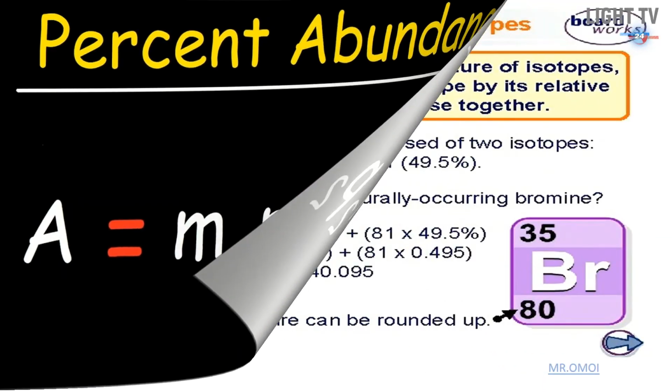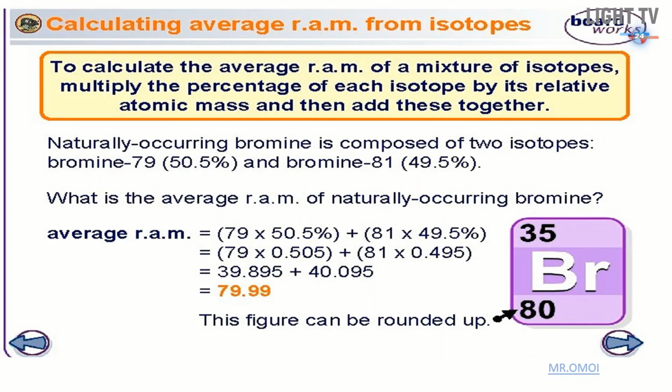Therefore, we have been given the mass for the two isotopes. We have 79 and 81, and we've been given the percentage abundancy, which is 50.5 and 49.5. So basically the RAM is equal to 79 times 50.5 plus the other isotope 81 times 49.5 divided by 100, and the answer is 79.99. So that answer is correct.